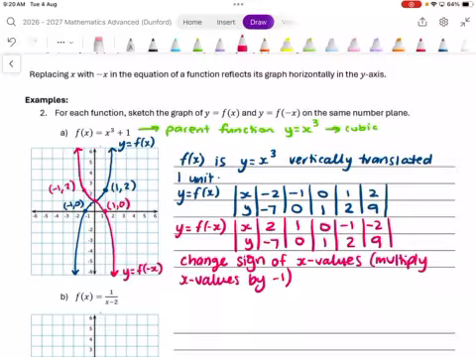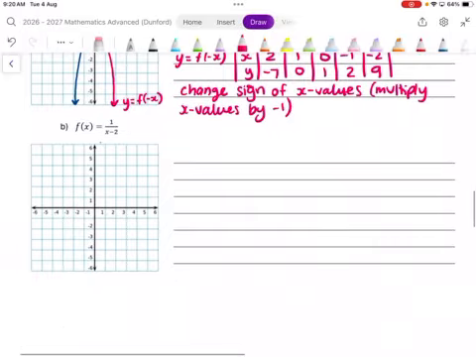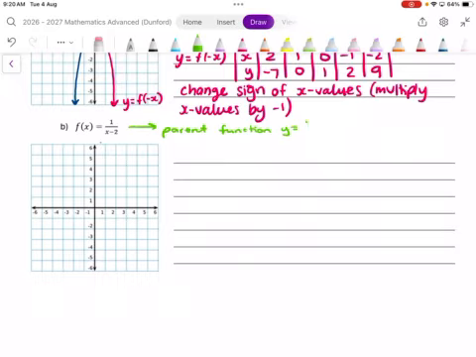Okay, the next graph, what is it? A hyperbola, okay? So the parent function is y equals 1 on x, which is a hyperbola. To sketch a hyperbola, we have asymptotes. Our x-axis will be our asymptote. Okay, where is another asymptote?